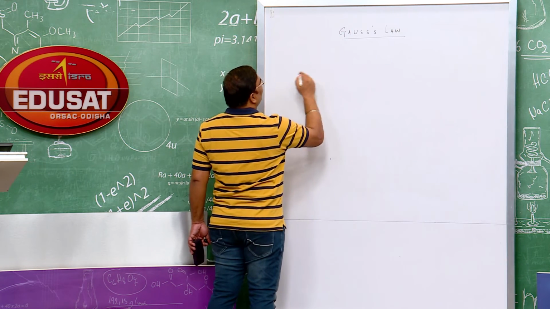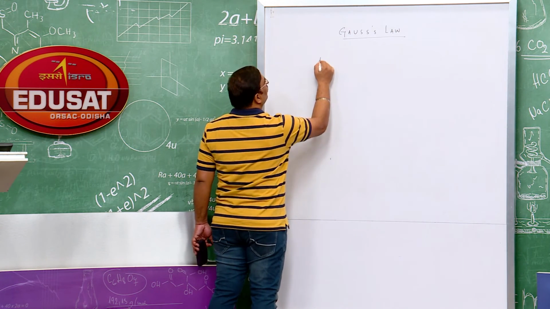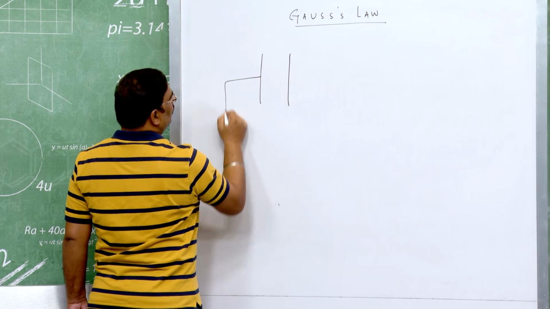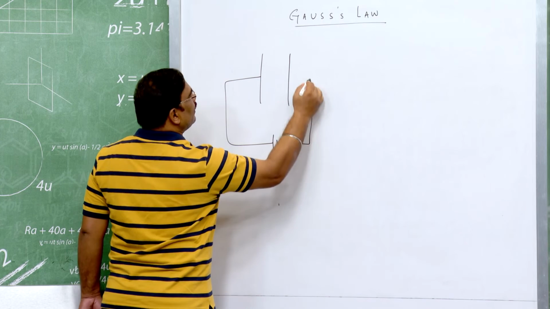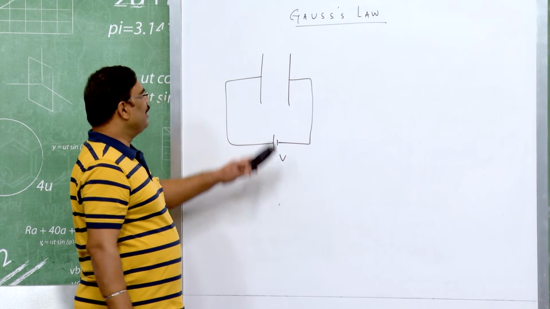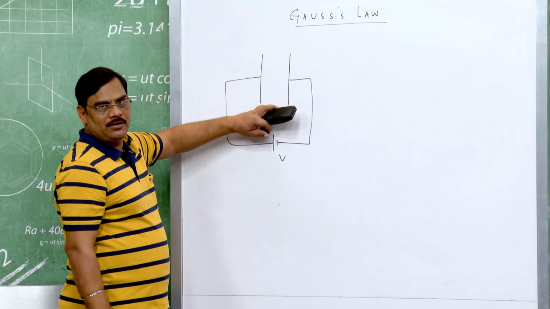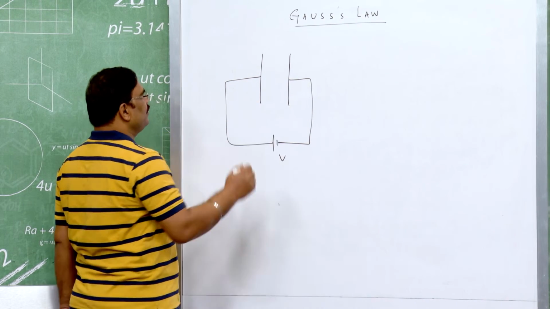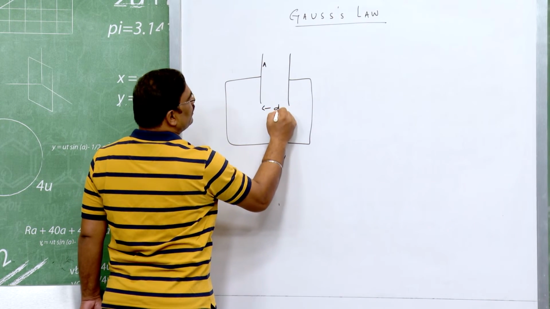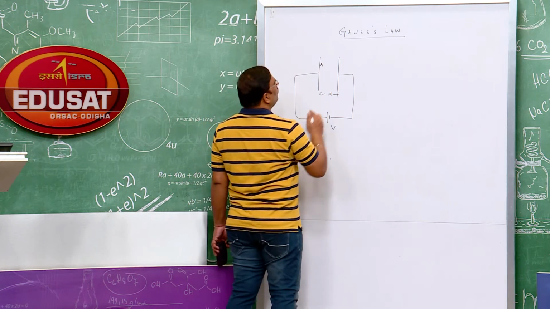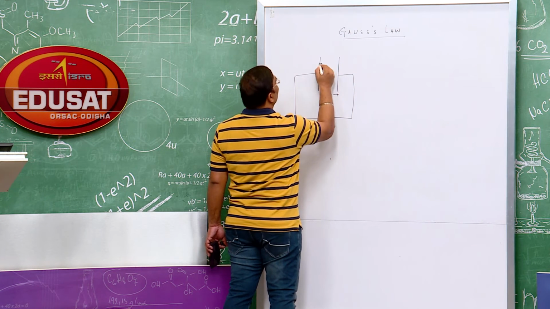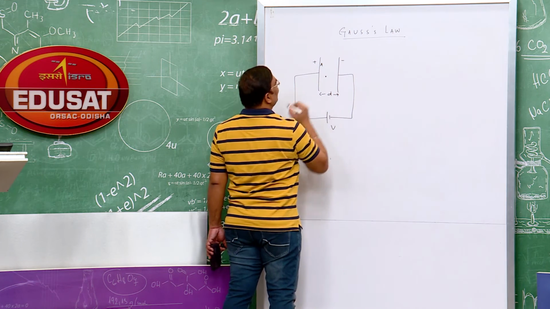So, now let us consider a simple case of two conductors or two plates. Now, I connect it to a battery of potential V. This is a parallel plate capacitor consisting of two parallel plates, each plate having area A and the plate separation is D. Now, the electric field between the plates, this is my positive plate and this is my negative plate.